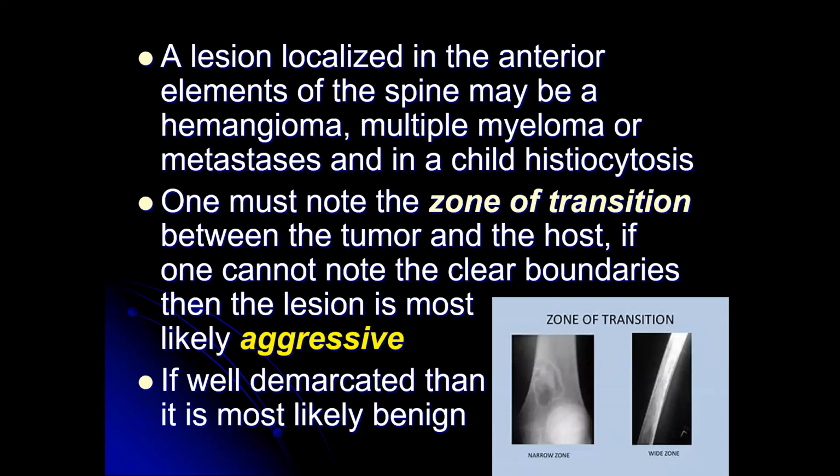One must note the zone of transition between the tumor and the host. If one cannot note clear boundaries, then the lesion is most likely aggressive. If well demarcated, then it is most likely a benign lesion. If you look at this lesion on the X-ray, you see that it's surrounded by a zone of sclerosis. There is a clear line of demarcation between the tumor and the host. So this most probably is a benign lesion.